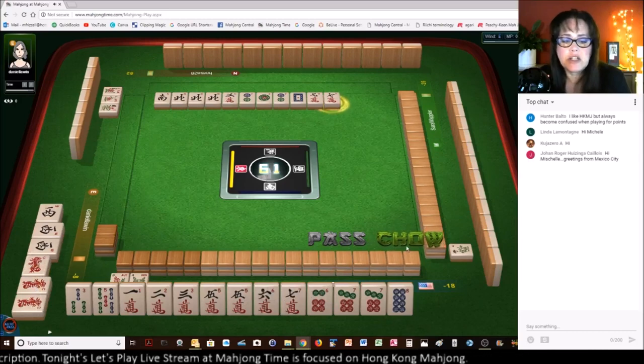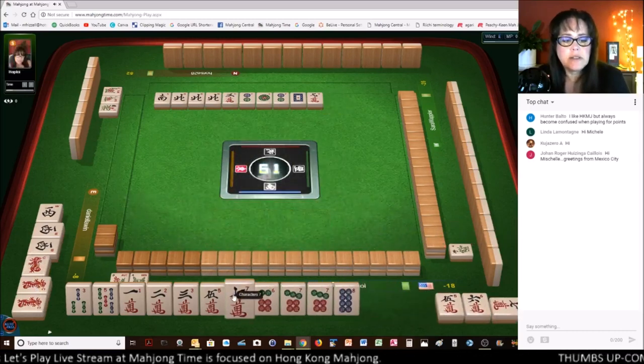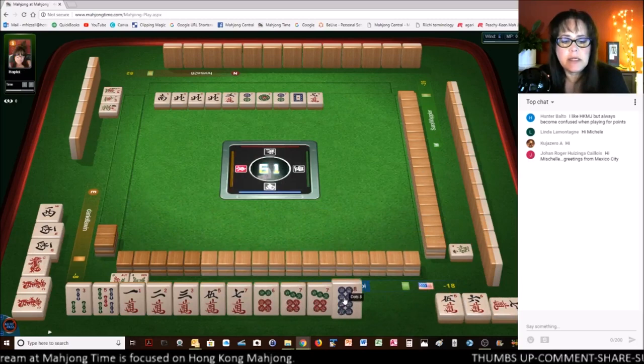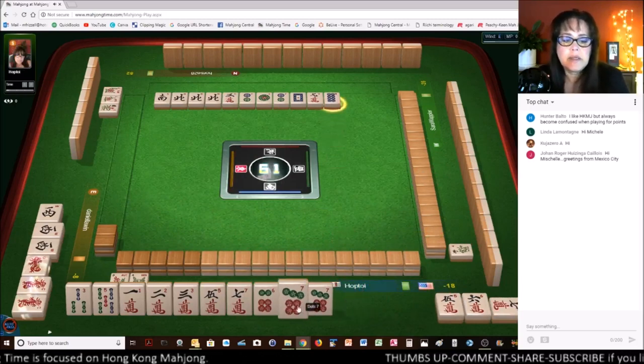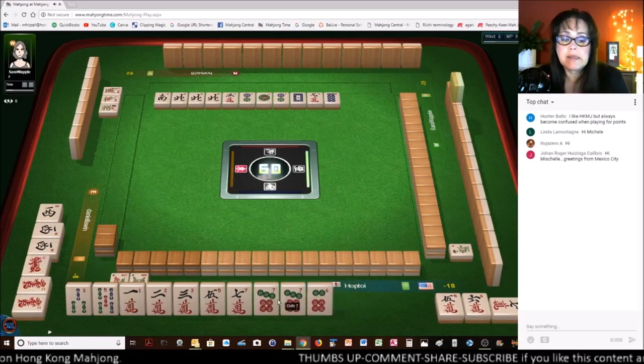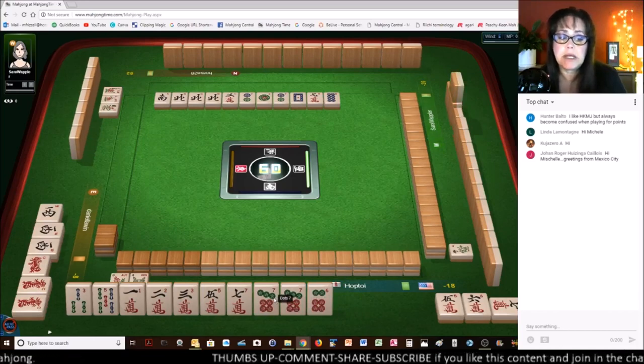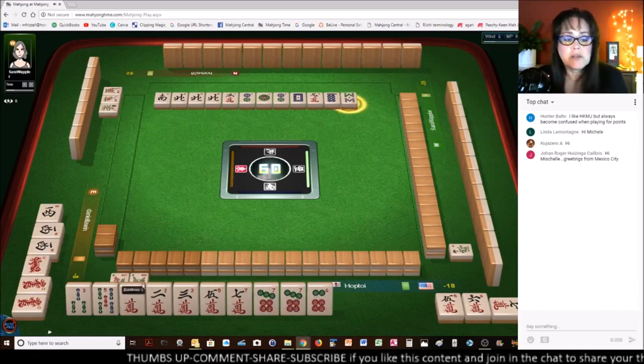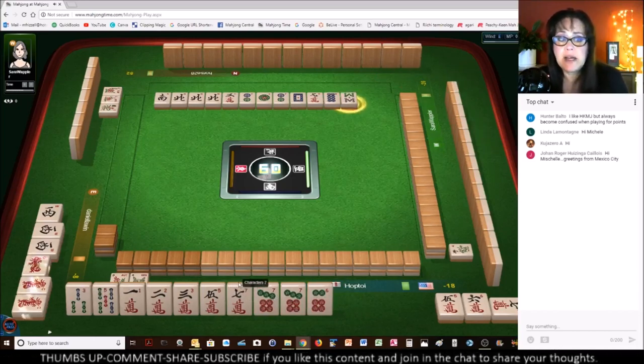Five, six, seven. Let's go ahead and chow. And we're still left with a potential chow. Let's get rid of the 8 because we do need a pair. This 7 dot could maybe be our pair. And we have two chows ready. We have a 3-5 and a 5-7.